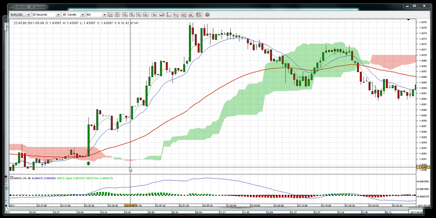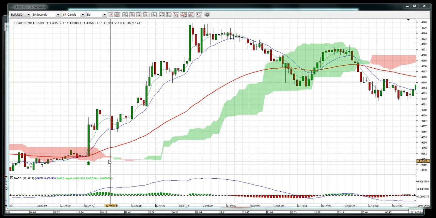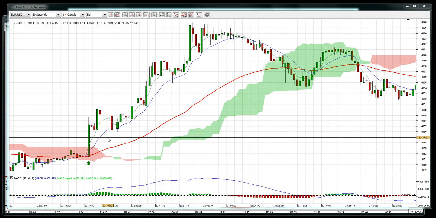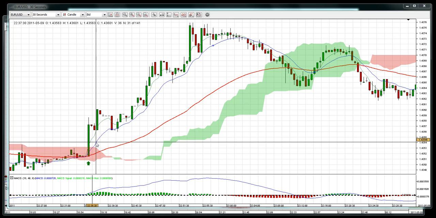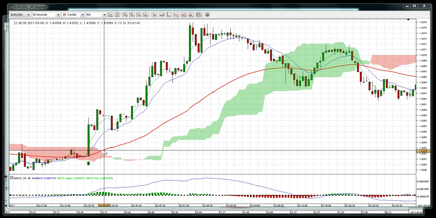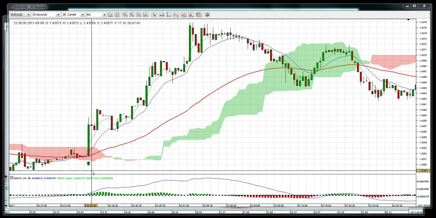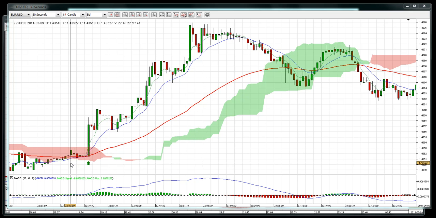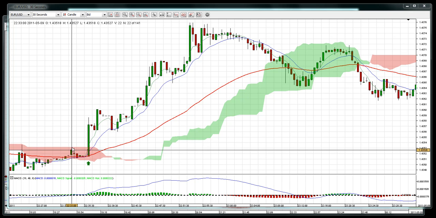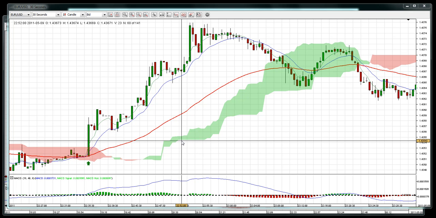The indicators are essentially a collection of 3 moving averages, complements of Rob Booker. It's the 5 and the 13 and the 62. We also use the Ichimoku cloud, which is remarkable in its demonstration of support and resistance.